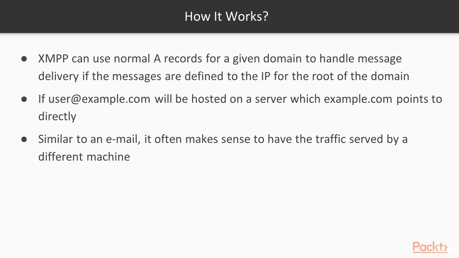Similar to email, XMPP can use normal A records for a given domain to handle message delivery if the messages are going to be delivered to the IP for the root of the domain. In other words, if the users at example.com will be hosted on a server which example.com points to directly, then it will work fine. Also, similar to email, it often makes sense to have the traffic served by a different machine, rather than the MX records, which are mail-specific. XMPP uses SRV records, which are a more general approach to looking up a service.